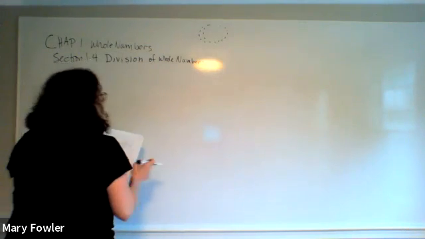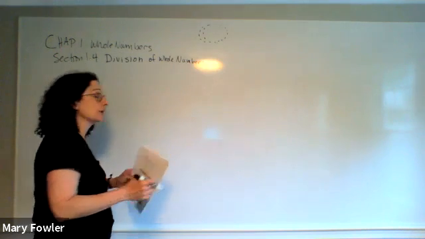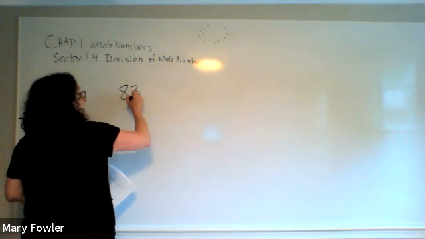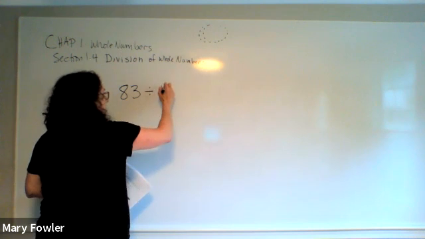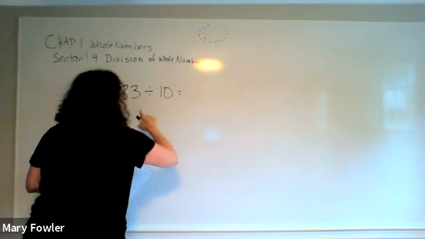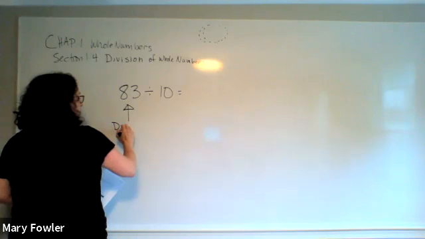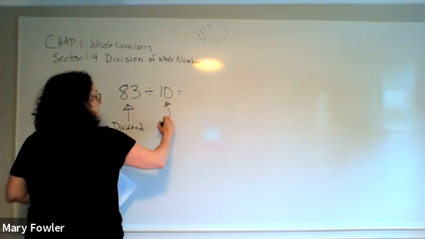So I would think about, just to get the terminology on the board, 83 divided by 10. We'll start with our words. This is the dividend, and this is the divisor.